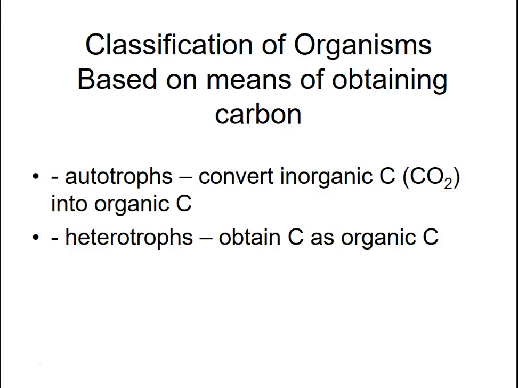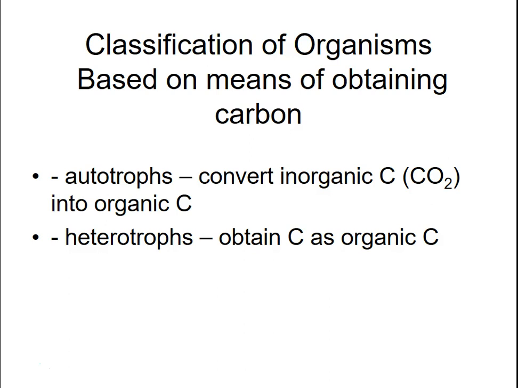Now, we can classify organisms based on how they obtain carbon. And we've got these two terms of autotrophs and heterotrophs. An autotroph is able to convert inorganic carbon, such as carbon dioxide, into organic carbon, such as glucose sugar.